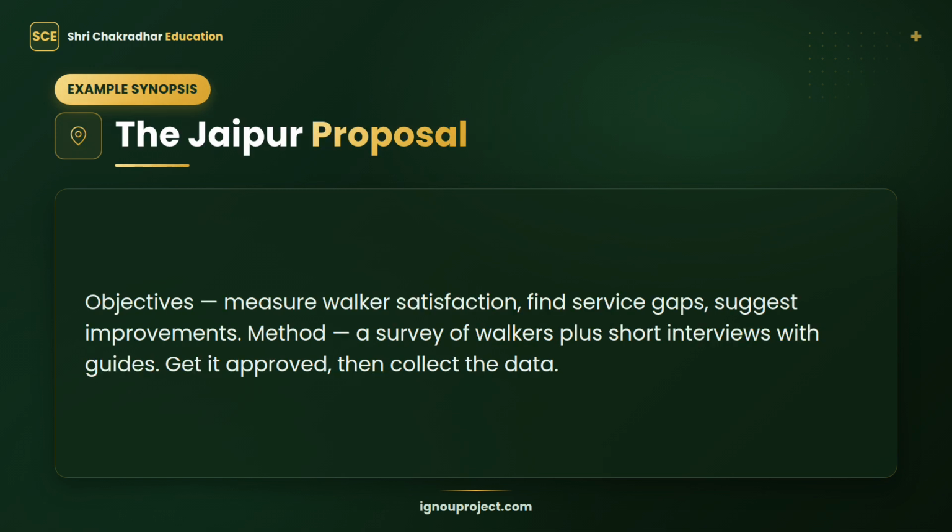For our Jaipur Heritage Walk study, the synopsis would state the objectives, measuring walker satisfaction, identifying service gaps and suggesting improvements, and the method, a survey of walkers plus short interviews with guides. Approve that, then go collect the data.